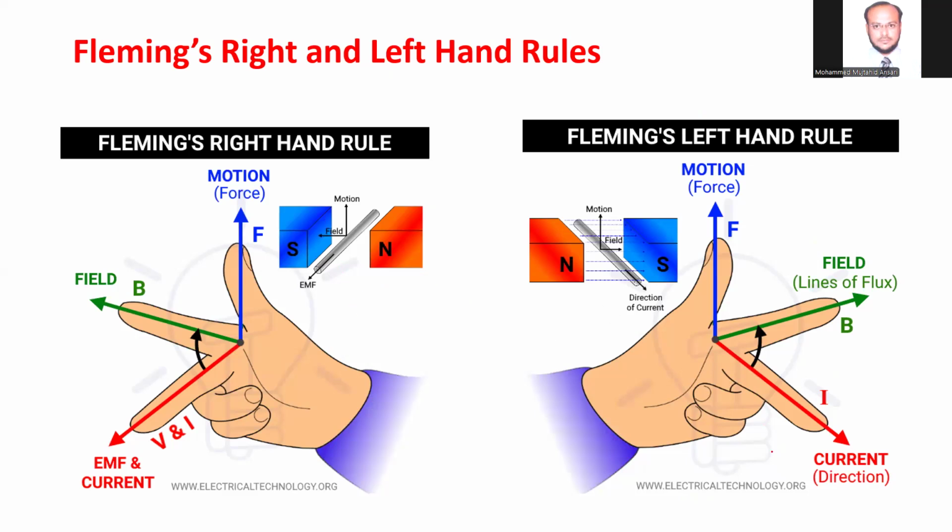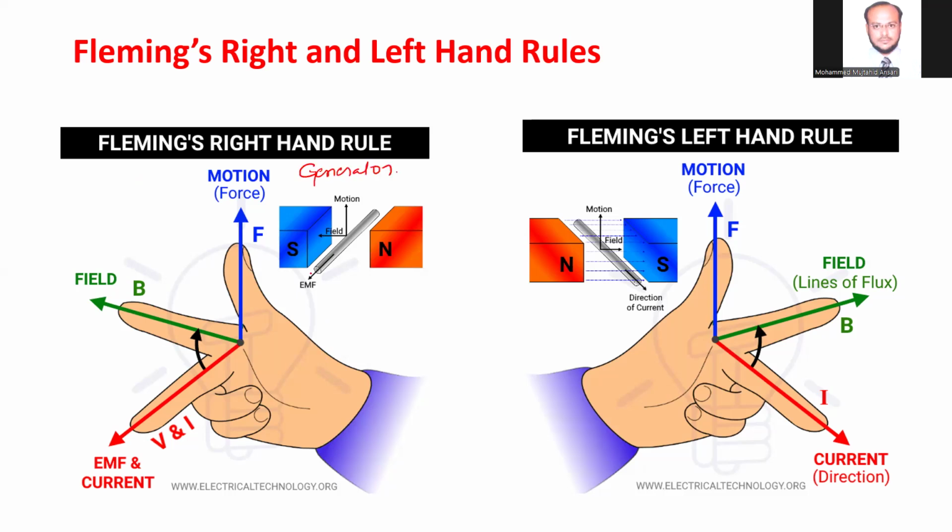So here, see, this is the right hand rule. The thumb shows the motion of the conductor or force acting over the conductor. The first finger shows the direction of magnetic flux, and the second finger shows the direction of current. So the right hand rule is used for the generator.